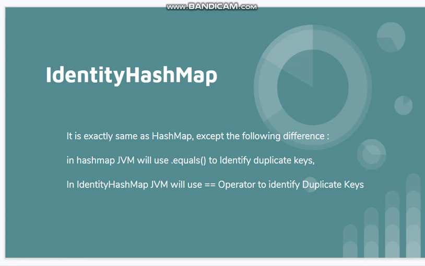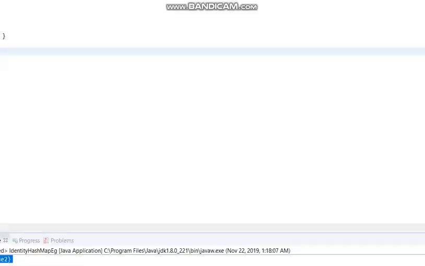We can also say that in case of hash map, for the duplicate keys the equals method is called and we are comparing the value for the two different keys. But in case of identity hash map, the JVM will use the equal to operator to identify duplicate keys. So here, rather than comparing the value for the key, we are comparing the reference for the key. Let's learn the same thing using an example.